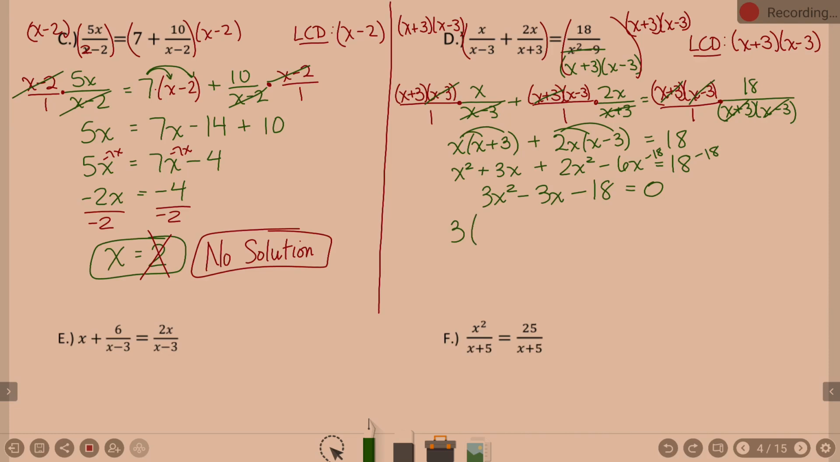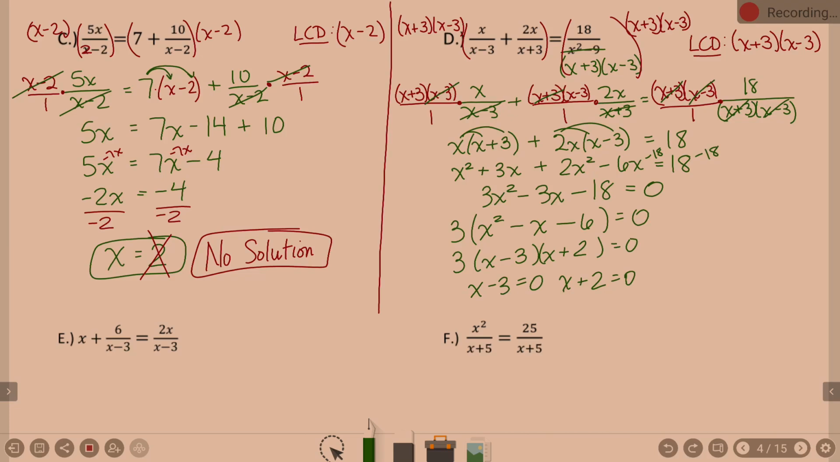So if I factor out a 3, I have x squared minus x minus 6. Then the 3, 2 parentheses, x squared is x times x, multiplying to be negative 6, adding to be negative 1. Minus 3, plus 2. Set each factor equal to 0. So I set x minus 3 and x plus 2 equals 0.